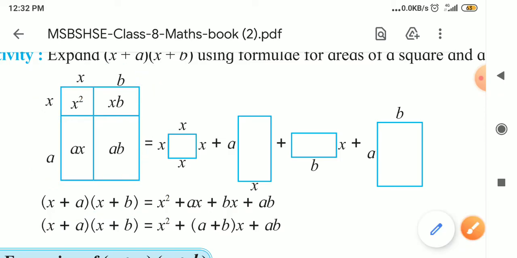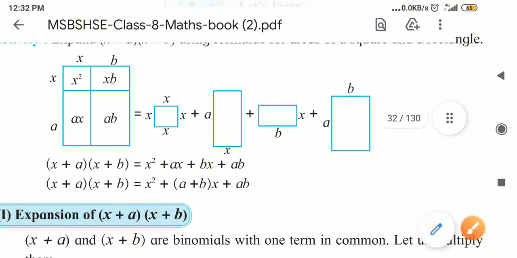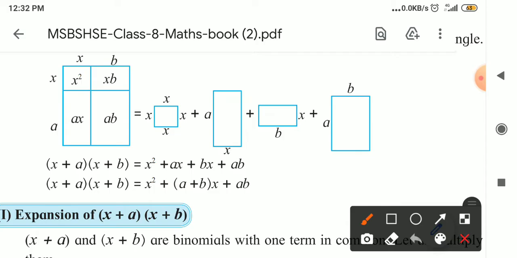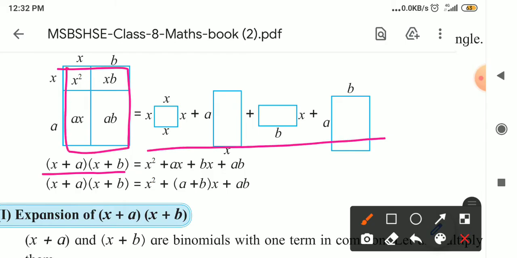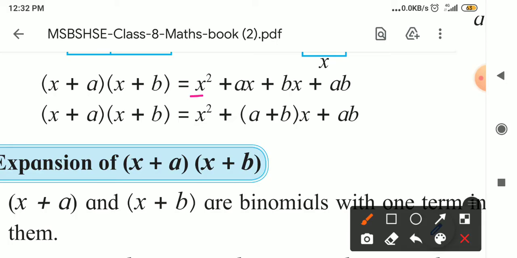Now what is the factorization of such a type of formulae? If you see here, you will notice that this is the area of this quadrilateral, and afterward these four areas we added here. Next step is that x square remains here as it is. From these two, x will come here as a common, and what remains is a plus b, and ab is the last term.